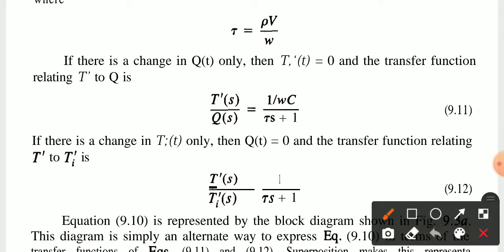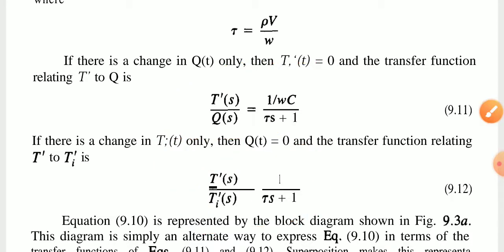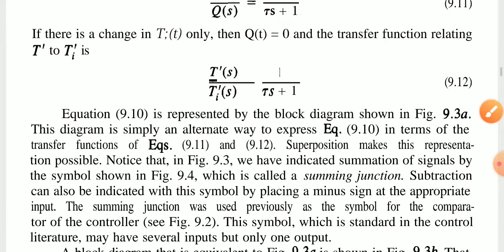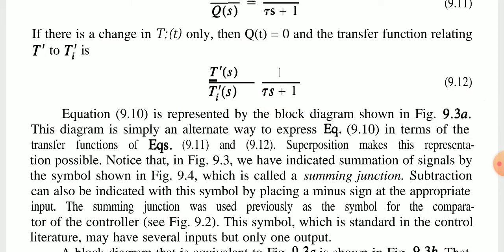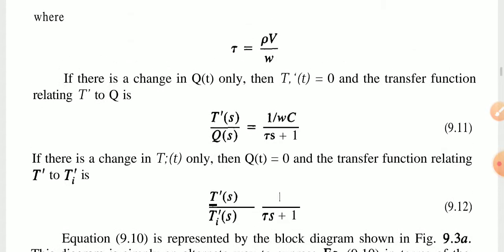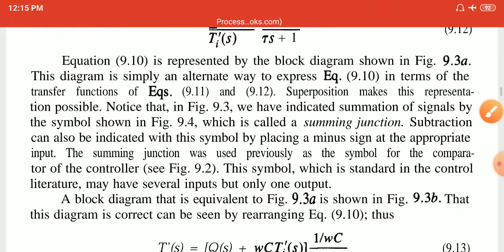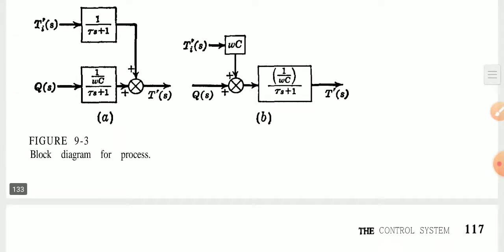If you solve this equation in this way, then on the basis of it you will get this equation. So T dash of s by Ti dash of s is equal to 1 upon (tau s plus 1). This is a first order system, where the Laplace transform is written as Y of s upon X of s. Okay, then equation 9.10 is represented, which one? 9.10, this one. It is represented by the block diagram shown in figure 9.3a, this one.